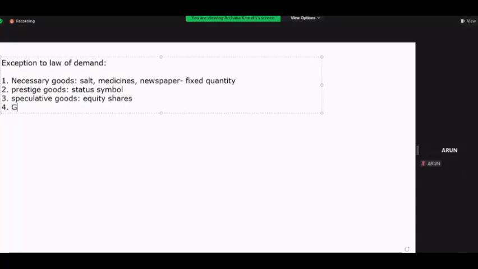Okay, last one is Giffen goods. This is a particular type of inferior good, a particular subcategory of inferior good, which is directly related to price. Quantity demanded is directly related to the price of the commodity. We have earlier explained the difference between the normal, inferior and the superior good.